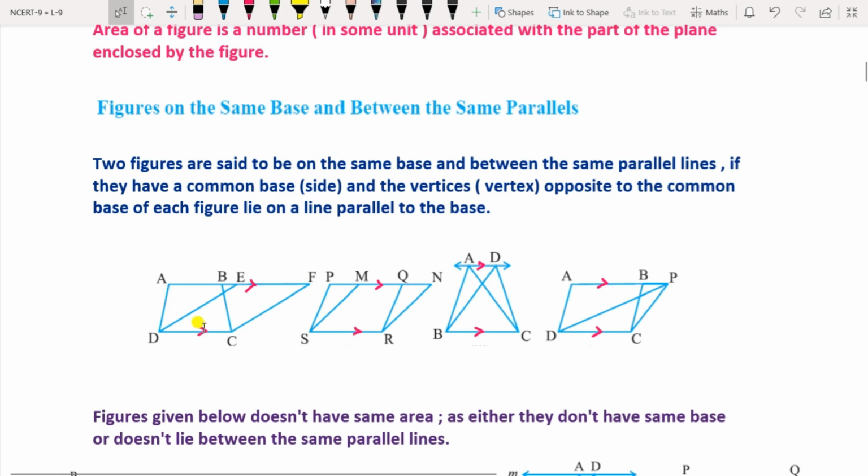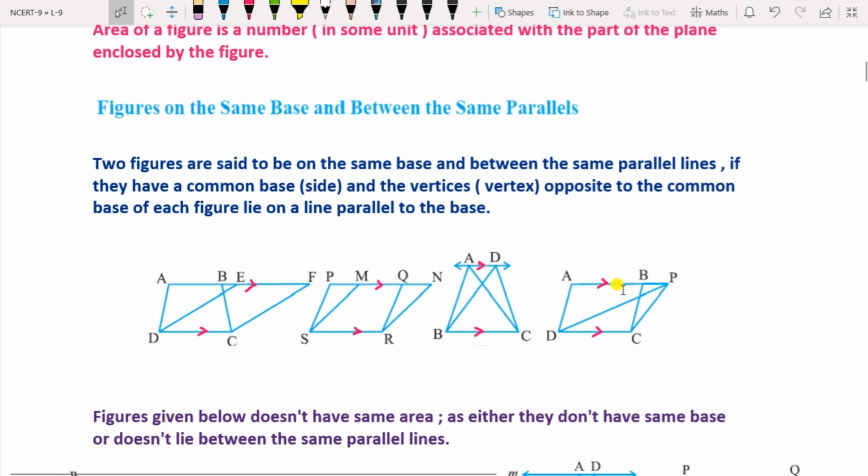Suppose you can see these figures here. There are two figures: this is one parallelogram and this is another parallelogram. They are lying on the same base CD and also between the same parallel lines AF and CD. Similarly, PN and SR are two parallelograms lying on the same base and between the same parallel lines. Here are two triangles. They have the same base BC and lie between the same parallel lines AD and BC.